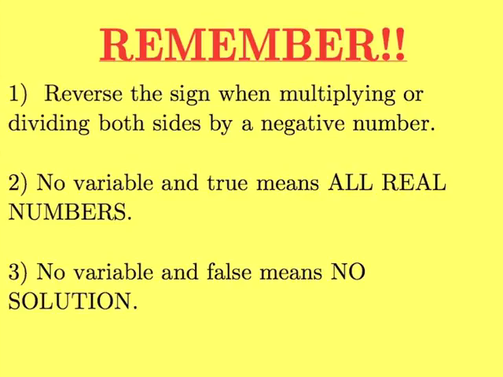There are 3 things to remember when solving inequalities. Number 1. We reverse the sign when multiplying or dividing both sides by a negative number. Number 2. If we end up with no variable and a true inequality, we get a solution of all real numbers. And number 3. If we get rid of our variable and we have an inequality that makes no sense whatsoever, then we have no solution. If you follow these rules, solving inequalities should be a little bit easier.